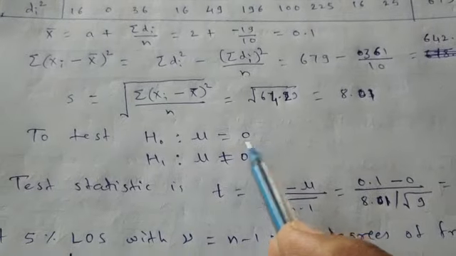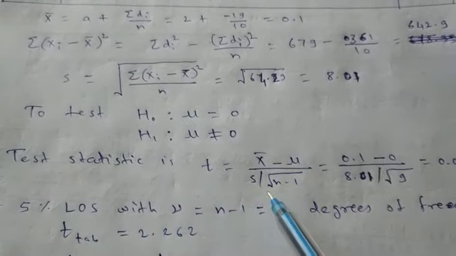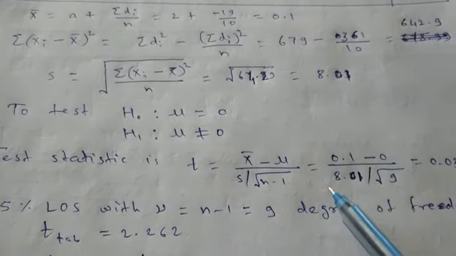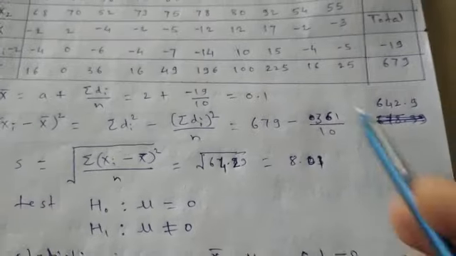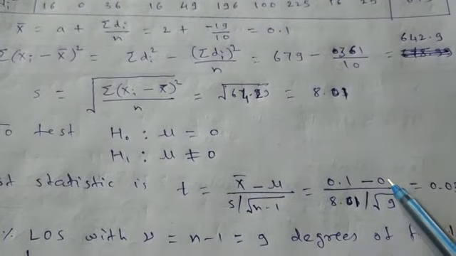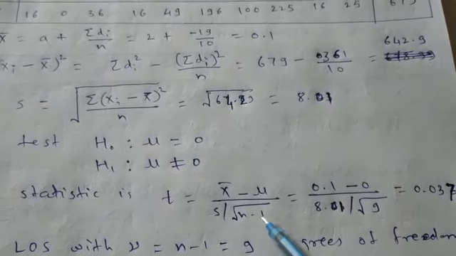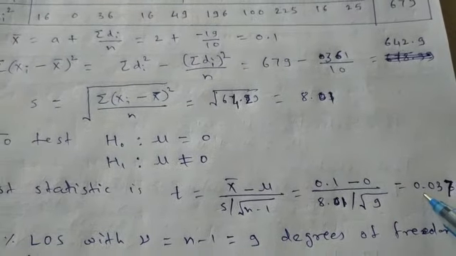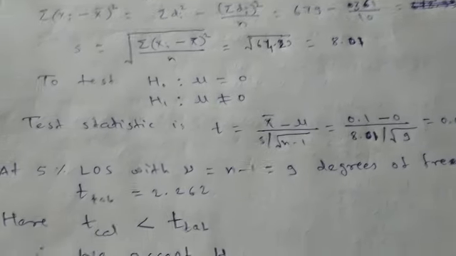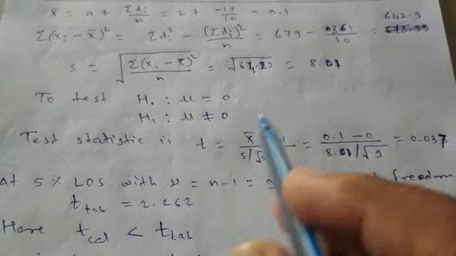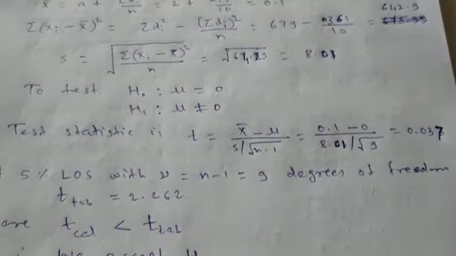So I have to test H0 defined by mu equal to 0 and H1 mu not equal to 0. Therefore t equal to x bar minus mu divided by s divided by under root of n minus 1. So x bar is 0.1, mu is 0, divided by s, which is 8.01, divided by root of 10 minus 1, root 9, which is 0.037. So t calculated is 0.037.